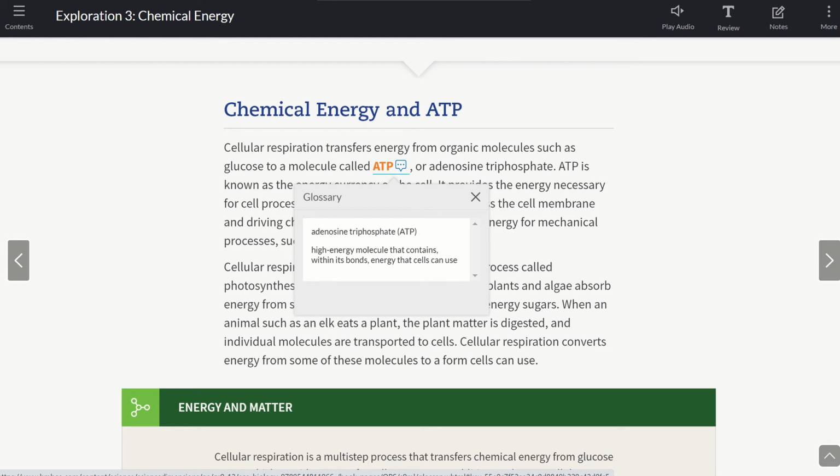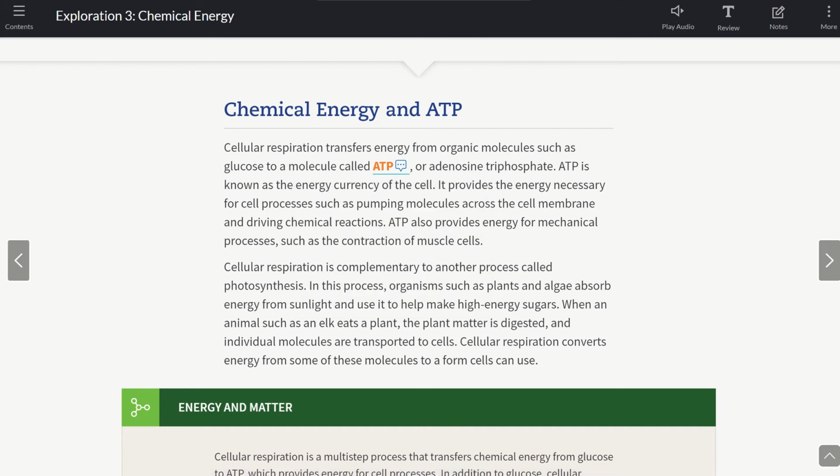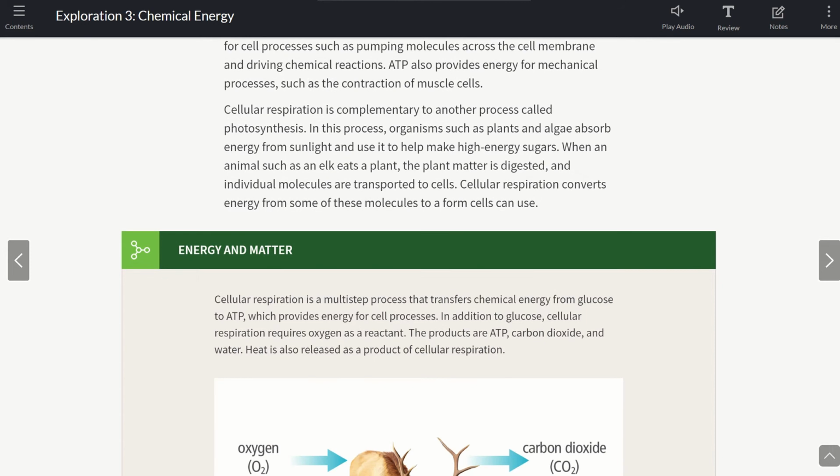So what I want you to think about is you having money and going to a store and using it. Well, ATP is your body's money for energy. If you have ATP in your cells, you have energy to use. And we always need to be having energy because everything that our cells do is going to require some sort of energy in order to function.